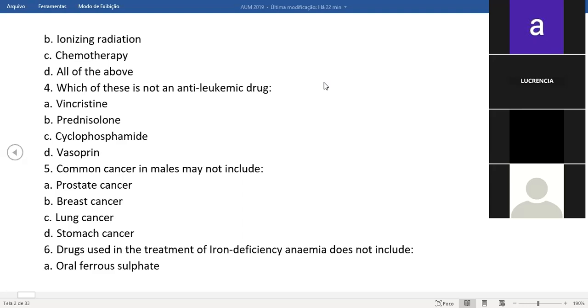Which of these is not an anti-leukemic drug? I think it can be used. So let's go for vasopressin. Okay, question 5. What common cancer in males may not include... Breast cancer. Yes.